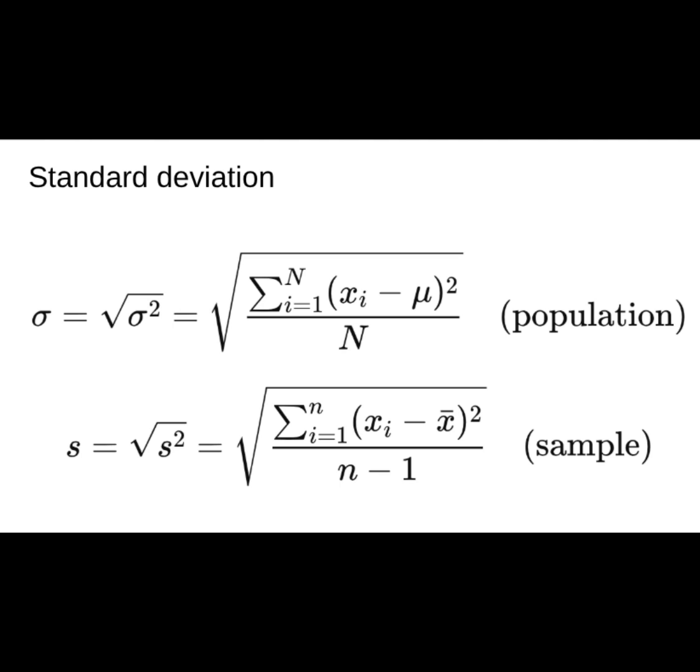You might be wondering, why not use the absolute value instead of squaring and then unsquaring? The answer is, that's also a valid measure for spread. It's called the mean absolute deviation. But the advantage of the standard deviation is that it's more sensitive to larger deviations and has better mathematical properties for analysis.